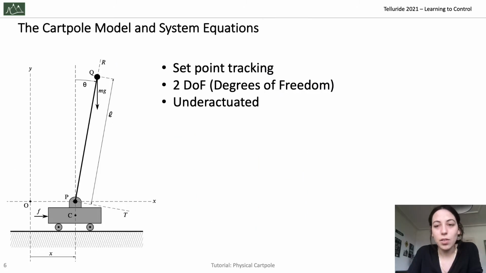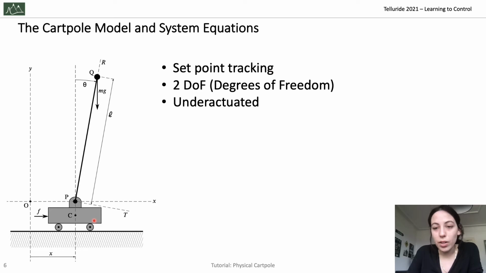The control task of a Cartpole is to balance a simple pendulum around its unstable equilibrium point, meaning the upright position. And to do so, we can only use horizontal forces acting on the cart. Simultaneously, we want to control the position of the cart. In other words, we expect the cart to track the reference point while keeping the pole upward. This is called set point tracking.